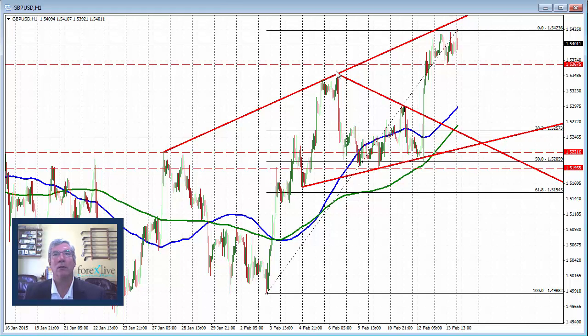Off the hourly chart, levels that you're going to be concerned with on the downside probably include this high right here, which comes in around the 153.50 level. Stay above that level, the bulls remain in control.